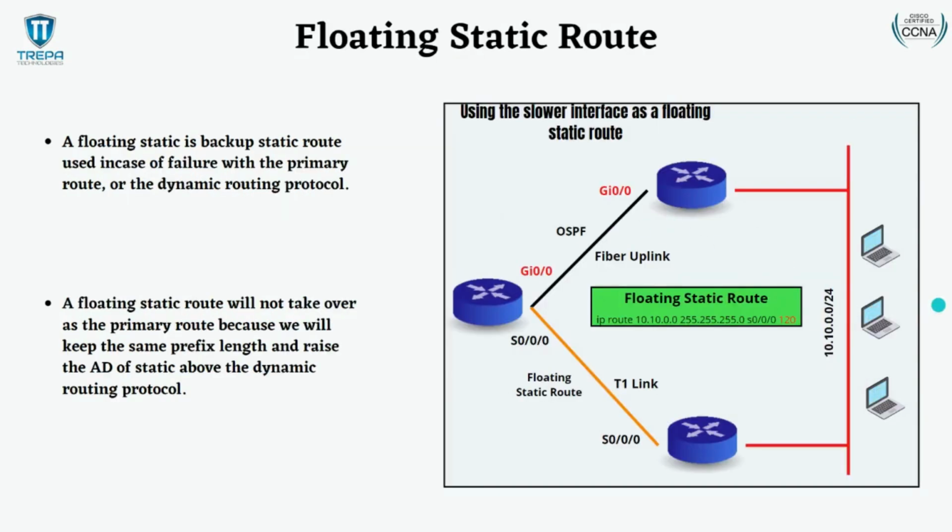And then the floating static route. Like we already discussed, the floating static route is just a backup to our dynamic routing protocols. We accomplish this by not using a more specific prefix, but by raising the administrative distance higher than the AD of our primary dynamic route, which would be OSPF.